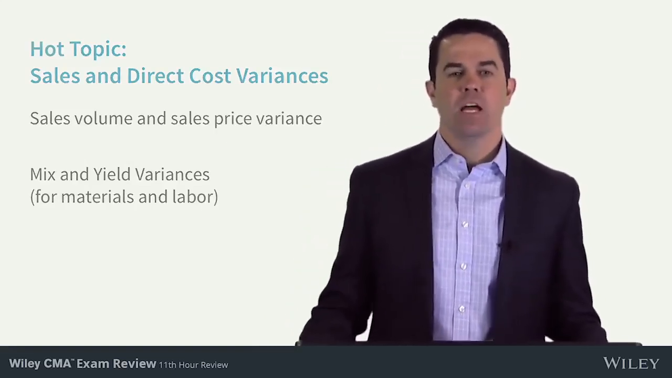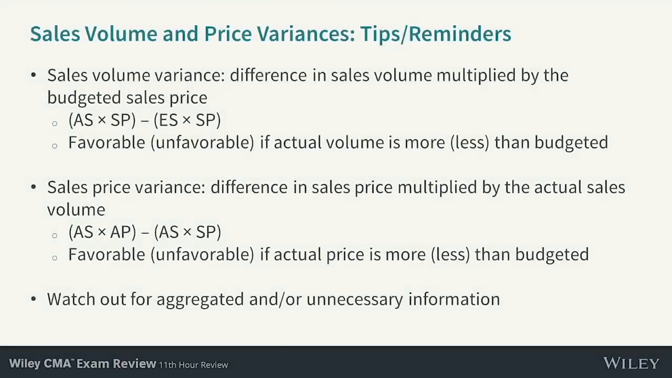Okay. Now, to start on sales volume and price variances, a couple tips and reminders that I want you to remember. The first thing is with respect to the sales volume variance, that is exactly what it sounds like. It is a difference between actual and expected sales that is caused by sales volume being different than what was expected. So it is the difference in sales volume multiplied by the budgeted sales price, which stays constant.